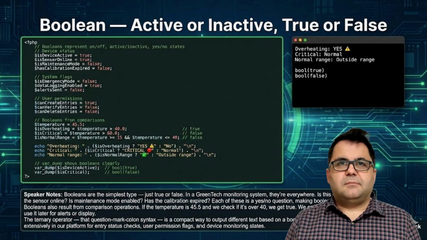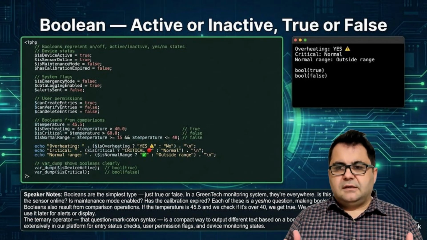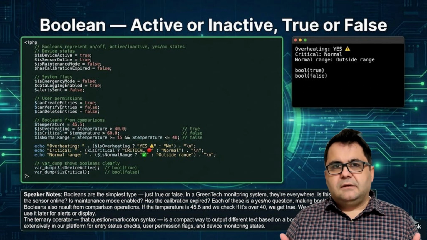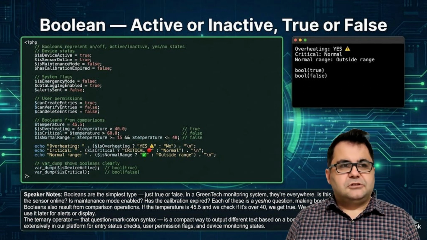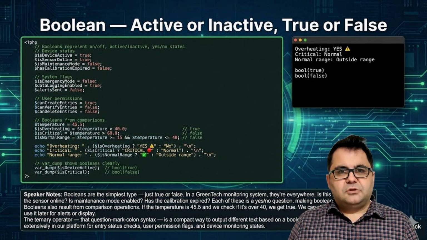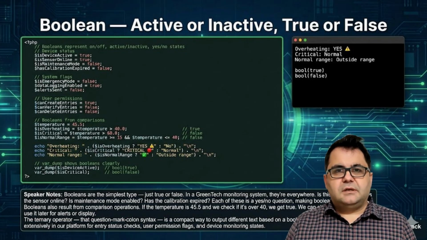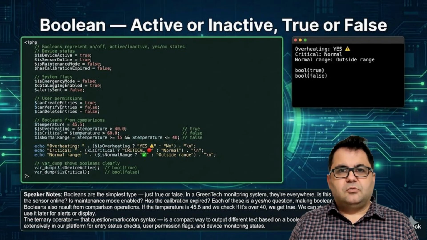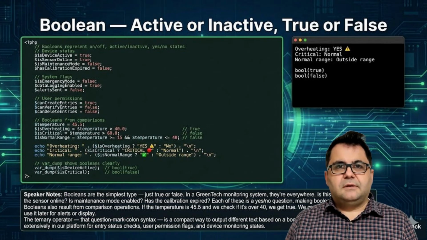Booleans are the simplest type, just true or false. In a GreenTech monitoring system, they're everywhere. Is this device active? Is the sensor online? Is maintenance mode enabled? Has the calibration expired? Each of these is a yes-no question, making Boolean the perfect type.